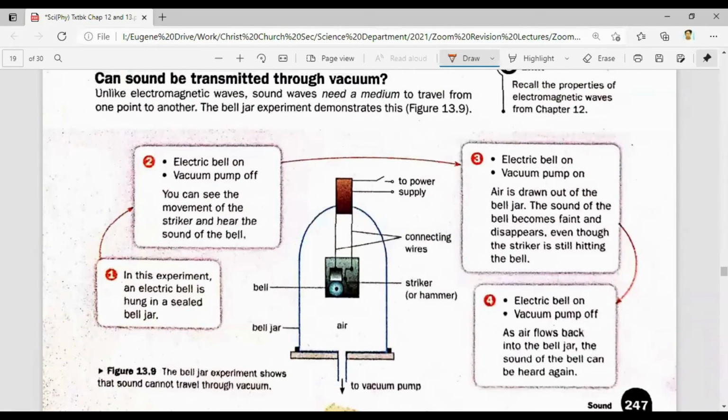This one here is just a little experiment called the electric bell sound experiment, which tries to explain and show you that sound cannot travel in vacuum. This is quite an interesting experiment.